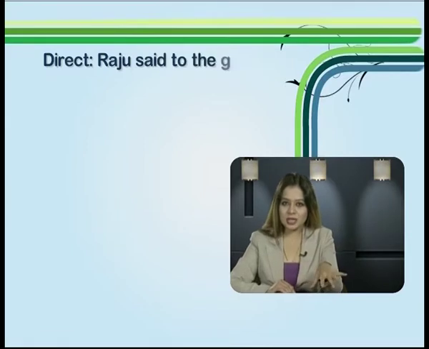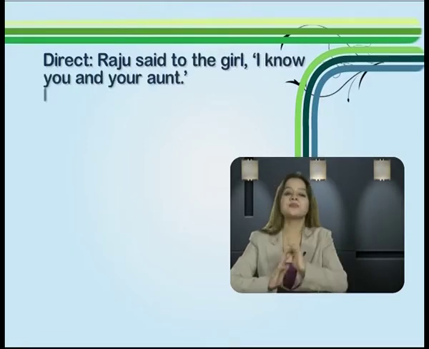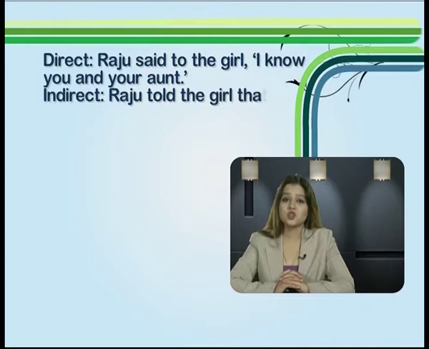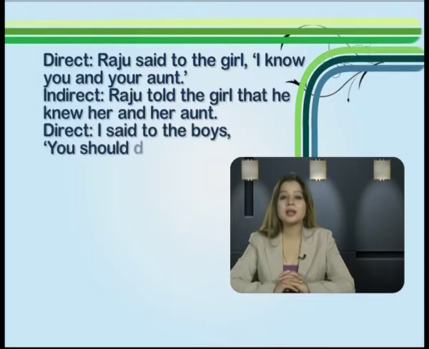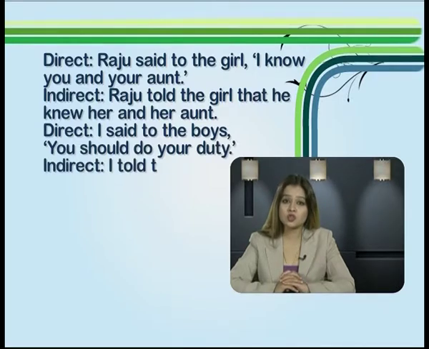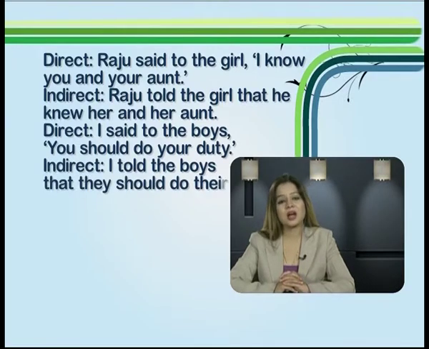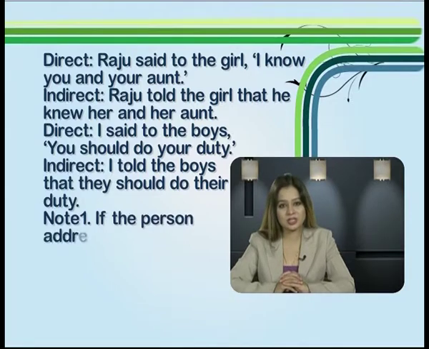Direct: Raju said to the girl, "I know you and your aunt." Indirect: Raju told the girl that he knew her and her aunt. Direct: I said to the boys, "You should do your duty." Indirect: I told the boys that they should do their duty.